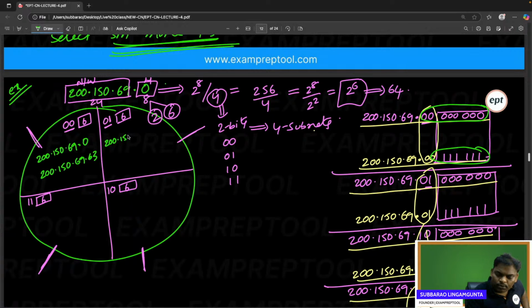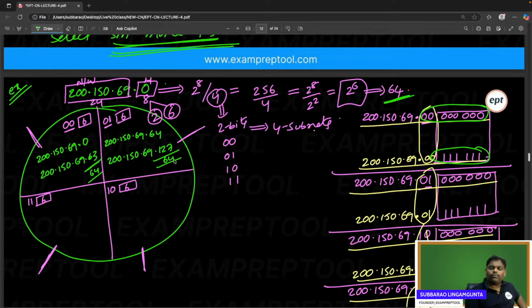If you want, you can observe here 200.150.69.64. Add one more 63, which is going to be 127. Remember 64 to 127. You check properly, you will get 64 addresses. 0 to 63 is 64 people. Next one, 64 to 127.